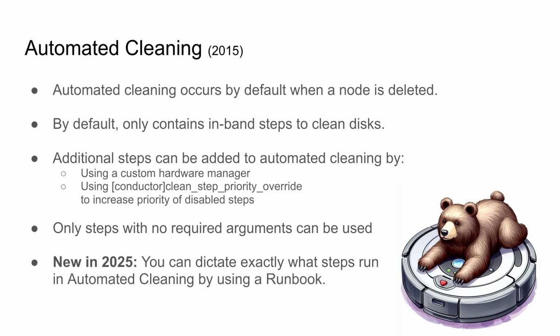If you've ever done manual cleaning in Ironic, it's basically that API payload except as an object in our database. And you can set up a runbook with an explicit list of steps, in the order you want them to run, and have your automated cleaning use that runbook instead of Ironic's implicit magic.